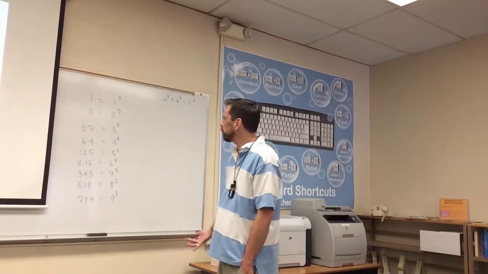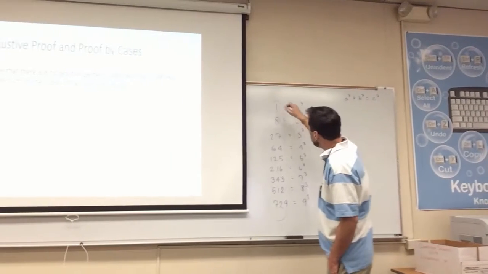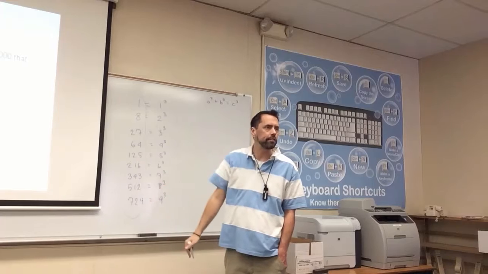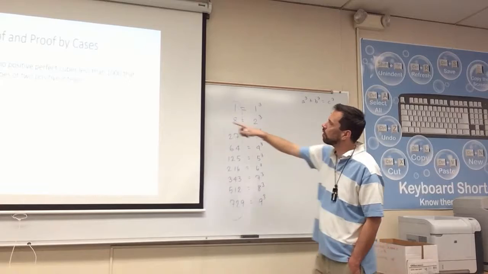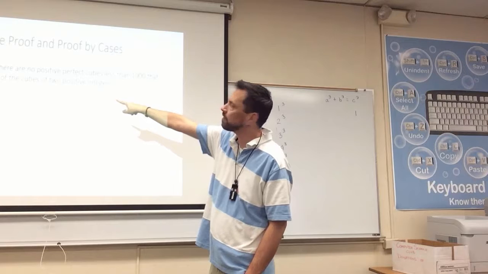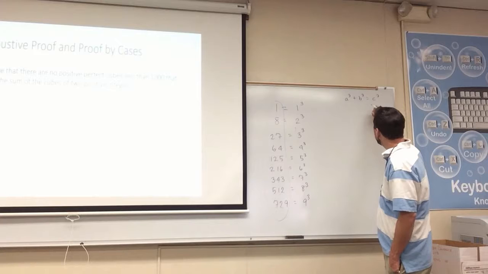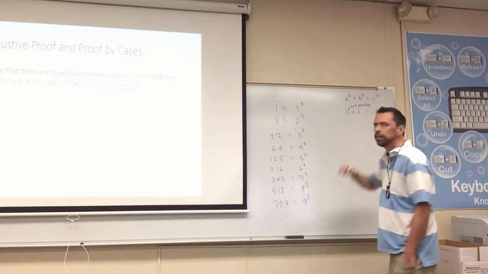Okay, so exhaustive proof, basically it's just saying you cannot have any two numbers in this list add up to any other number in this list. All right? So if you put a 1 here, that's not going to work because the two smaller numbers have to be positive. They have to be positive perfect cubes. Well, the only way I can think to write this is 0 plus 1. But 0 is not positive. It is a perfect cube, but it's not positive.